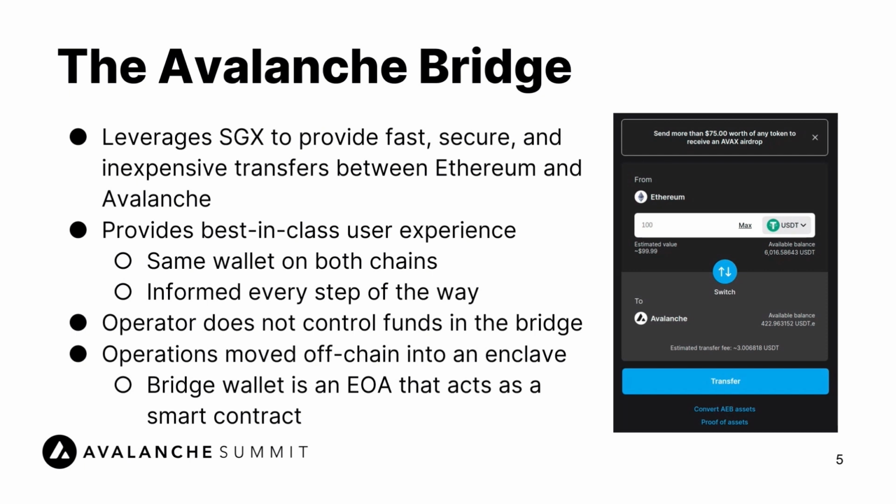Yeah, so that brings us into the Avalanche Bridge. It leverages SGX to provide fast, secure, and inexpensive transfers between Ethereum and Avalanche. The real value prop of the bridge, I think, is the best user experience on the market. I put a little graphic of the UI up there, but we use the same wallet on both blockchains. So you have your MetaMask on Ethereum. When you transfer it over the bridge, it's still within that same MetaMask wallet. That's a really nice property because it's super intuitive for users. It's also a really nice property because it makes it entirely transparent where those funds are going. Those funds stay within the same wallet as they cross the network.